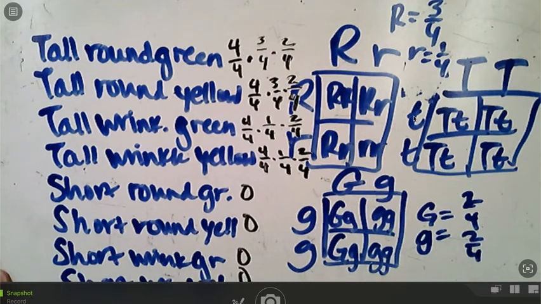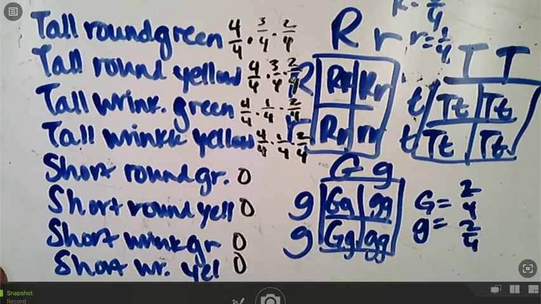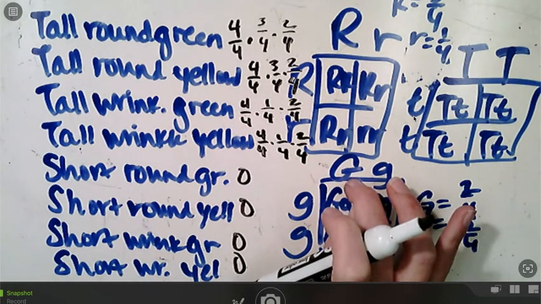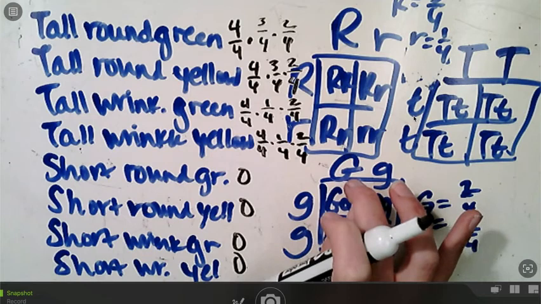Okay, I've got a big mess on my board here. I don't have enough space, so hopefully you can kind of see what I'm doing here. Green is homozygous recessive, right? Green is the dominant color. That's why we use G's, because that helps you to remember which one's dominant if you can.